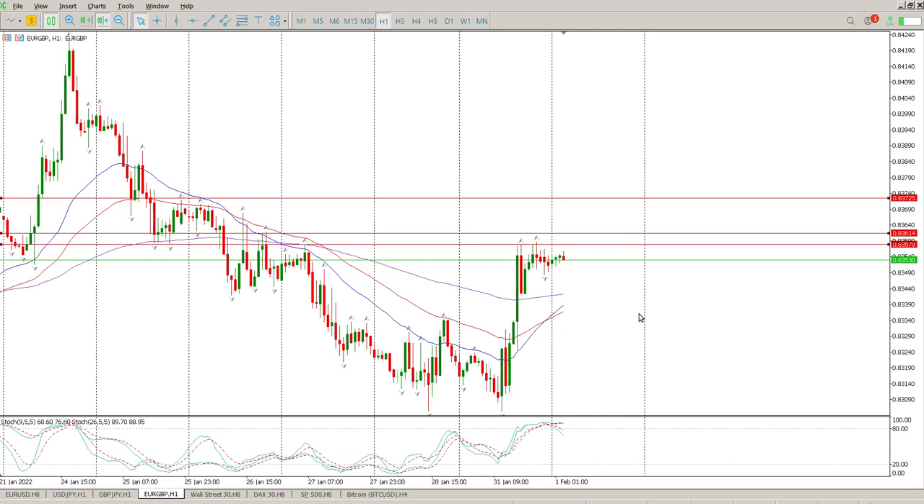Okay, so 3 levels to the upside to watch: 0.83579, 0.83614, and then 0.83725. Those are the areas to watch for opportunities to short this, to continue to the downside.